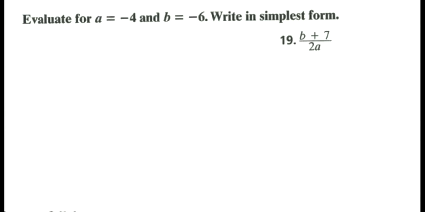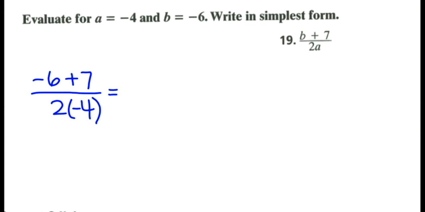Using the same integers, I'm going to substitute. I'm going to use order of operations to simplify the numerator and then the denominator. So -6 plus 7. Positives are going to win by 1. 2 times -4 is -8. Nothing to simplify except that I'm going to bring my negative out front of my fraction. So I have -1/8.